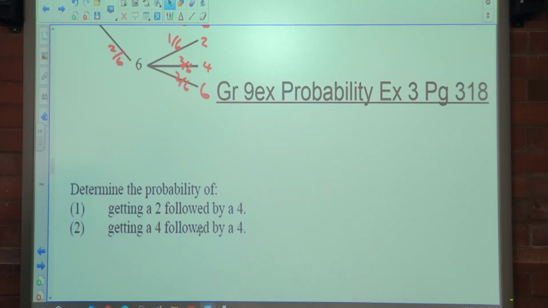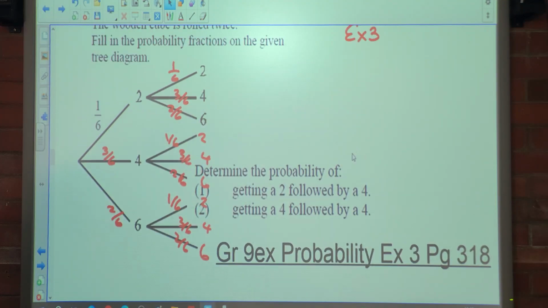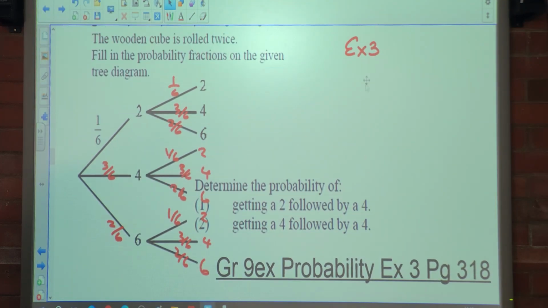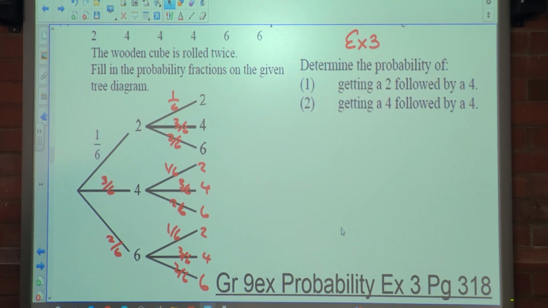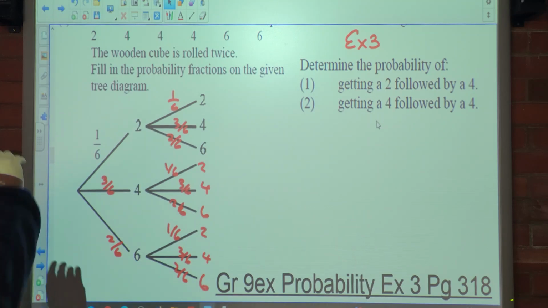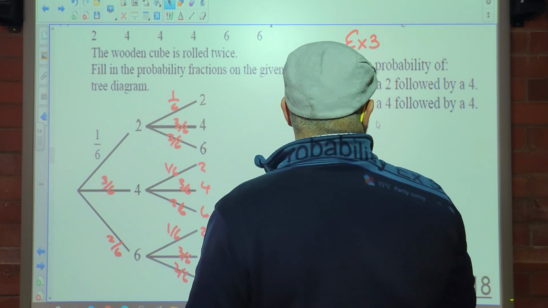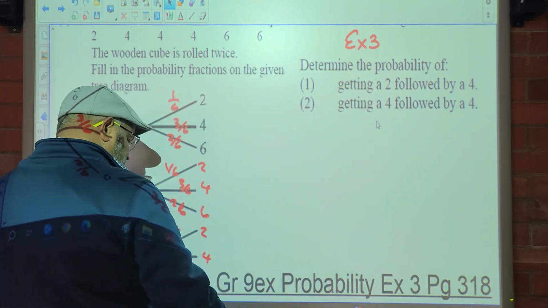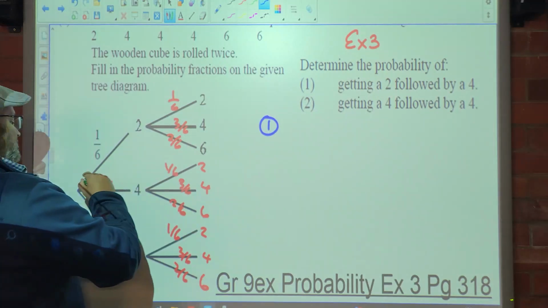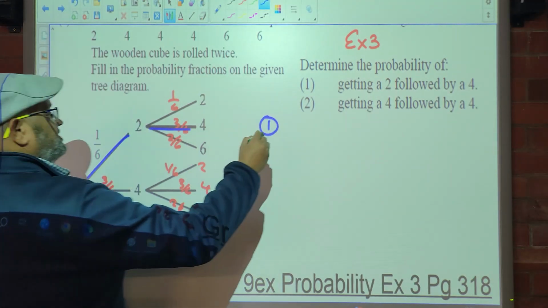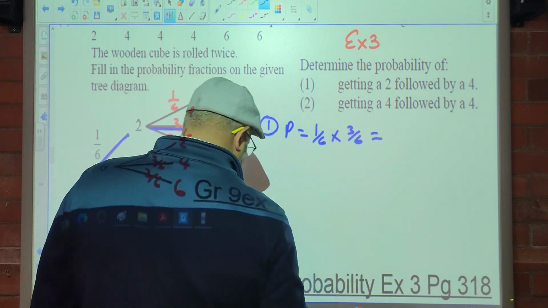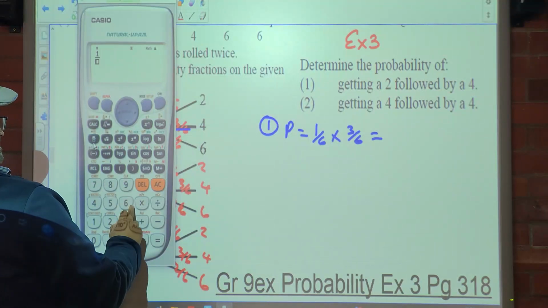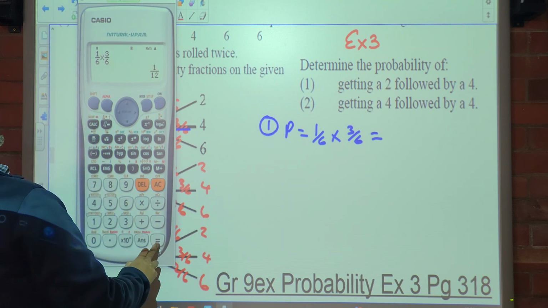And the next question. Determine the probability of getting 2 followed by a 4. So you got 2 followed by a 4. What would it be? 1 out of 6 on the first row times 3 out of 6 on the second row. So 1 out of 6 times a half, which is 1 over 12. Okay.